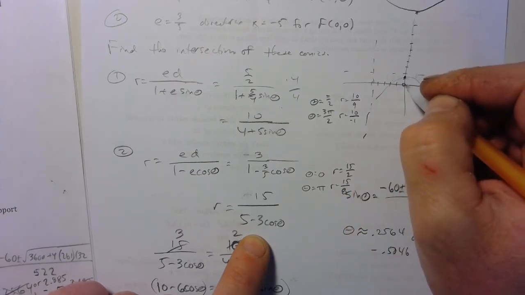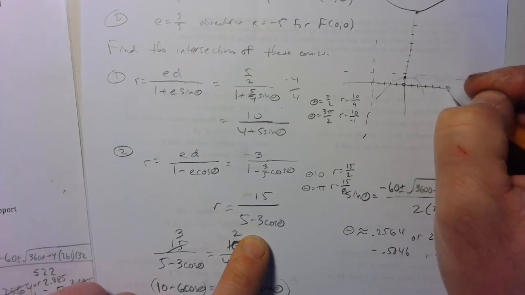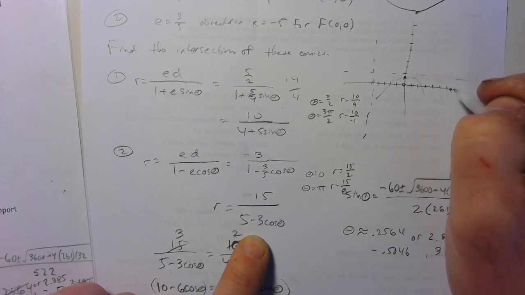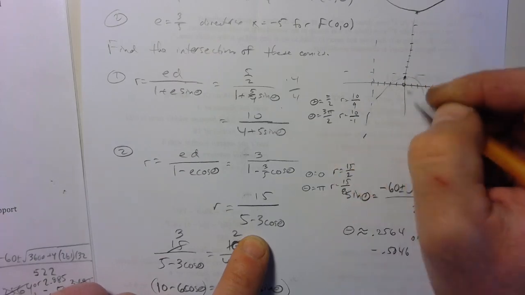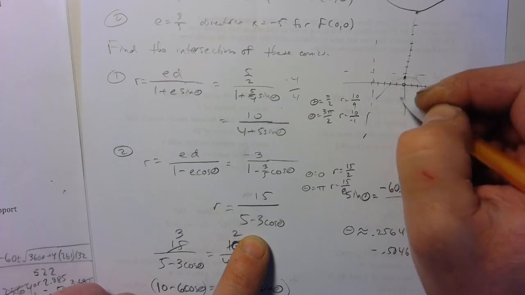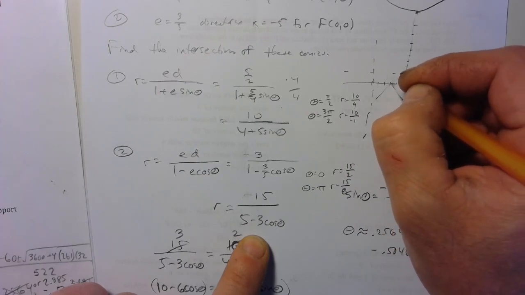Okay, 0 has a radius of 15 over 2. 1, 2, 3, 4, 5, 6, 7 and a half. And then this is 15 over 8. Right? This is interesting that we always assume that the first one's going to be over here, but in that case it's not. So you just deal with it. It is what it is.